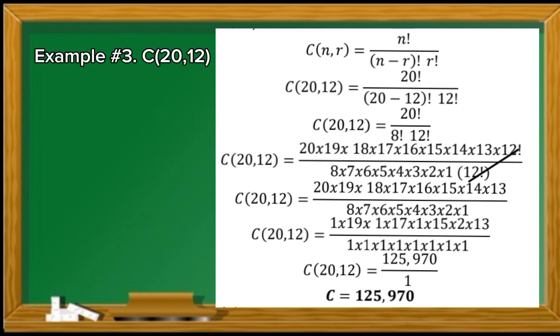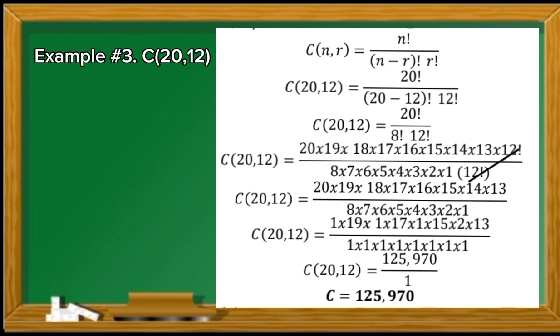So let's proceed to example number 3. C(20,12), which is N equals 20 and R equals 12. So in simple, C(20,12) equals 20 factorial over 20 minus 12 factorial times 12 factorial. But before we substitute the 20 factorial, we are going to subtract 20 and 12, which is equal to 8. 20 factorial over 8 factorial times 12 factorial, so equals 20 times 19 times 18 and so on until 12.